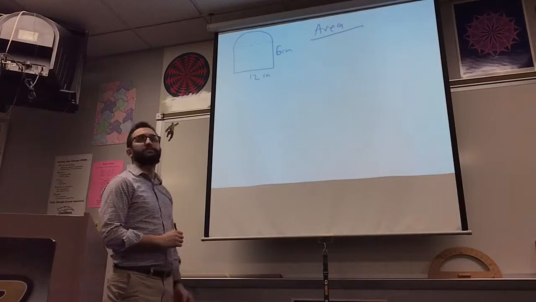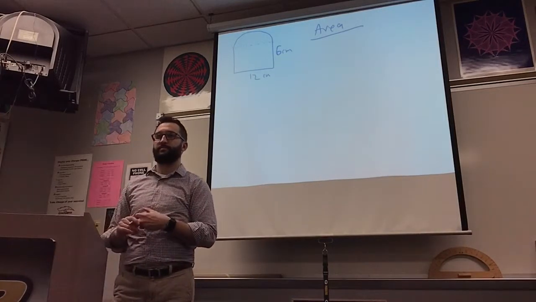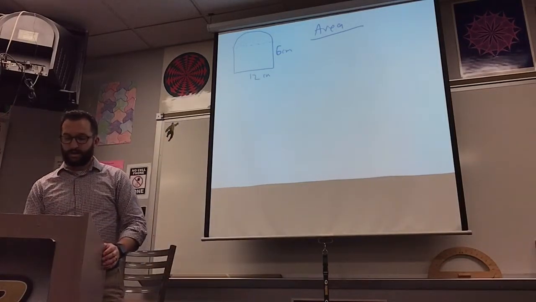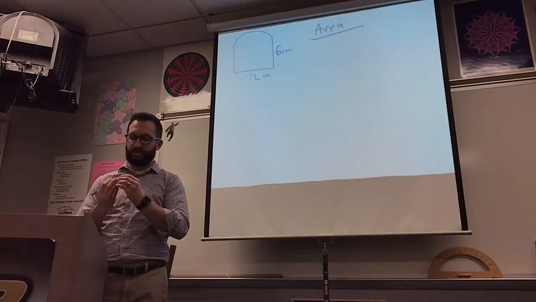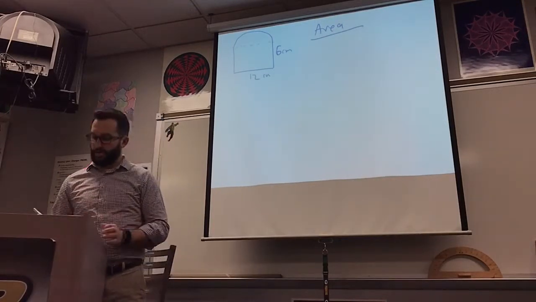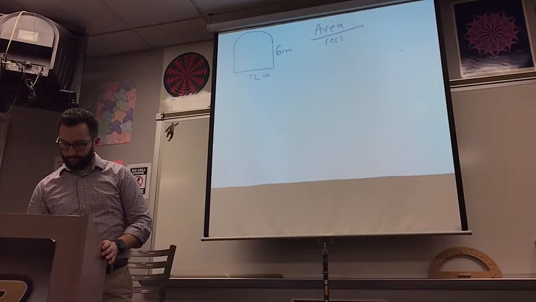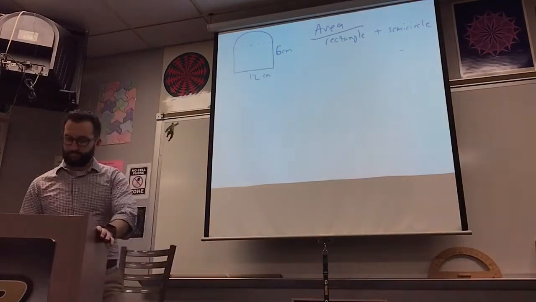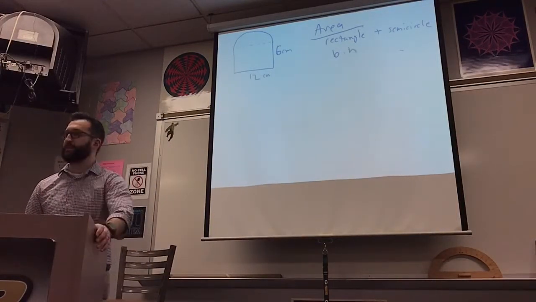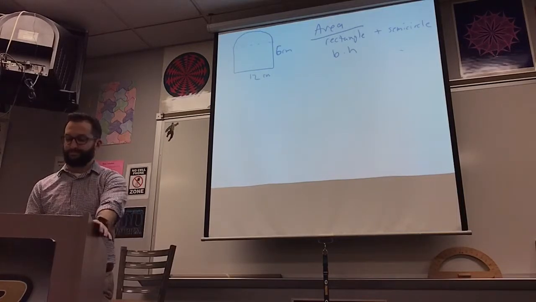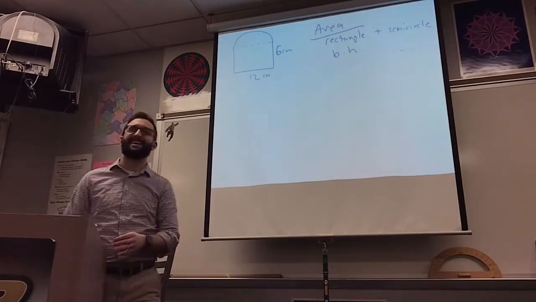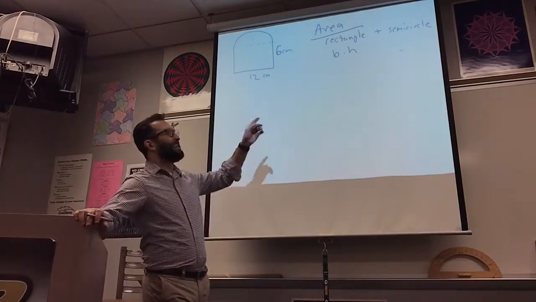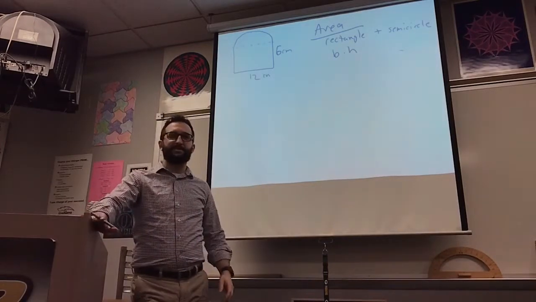What do we see? Don't want to say a square. Square has all sides congruent. Got a rectangle plus a semicircle. How do I find the area of a rectangle? How do I find the area of a semicircle? I love it. I love what everyone said. The area of a rectangle, base times side. What's the area of a semicircle?